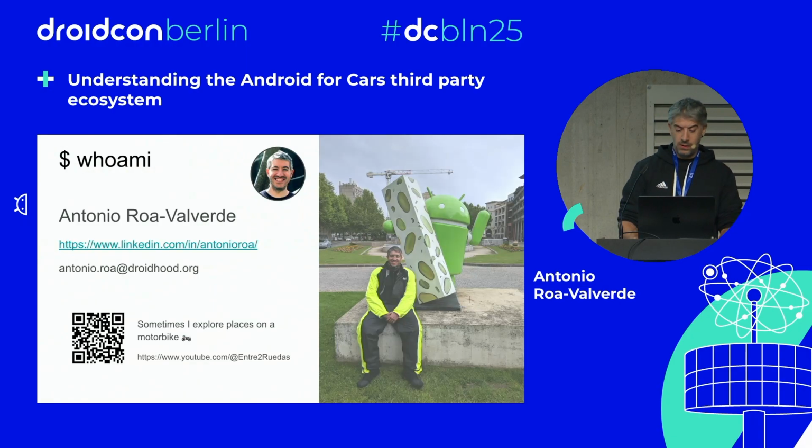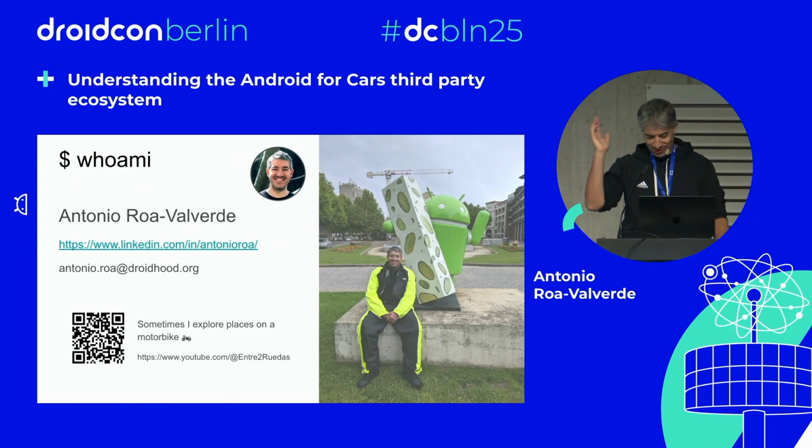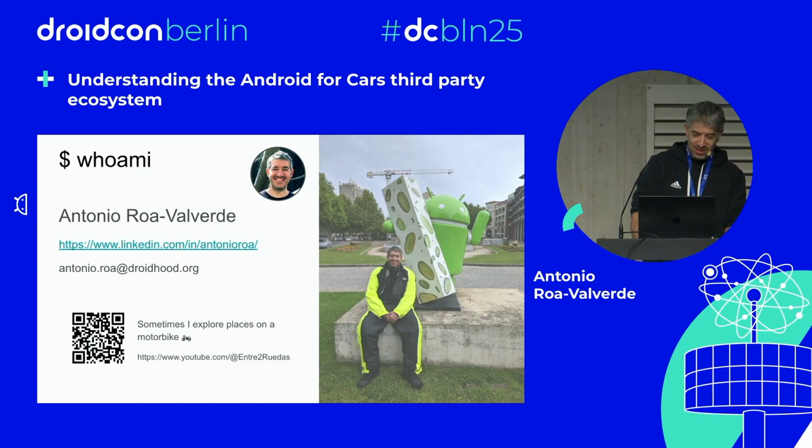Before starting, my name is Antonio Roa-Valverde. I'm an Android software engineer. I've been working on automotive projects for probably the last 5 years. And as you can see, I like exploring places by motorbike. Sometimes I even find Android statues on the way. This is not AI generated. This is very real. It's in a place in France. Sometimes I even share my adventures on YouTube, so if you want to have a look, there they are.